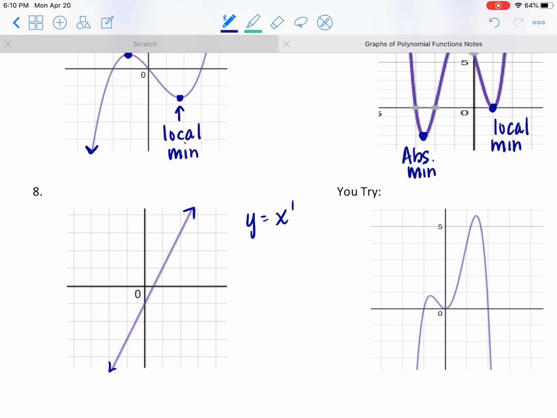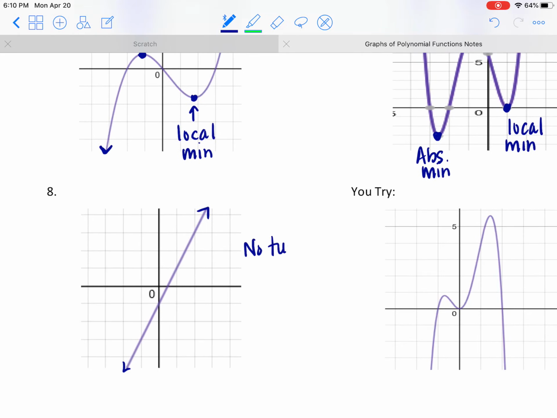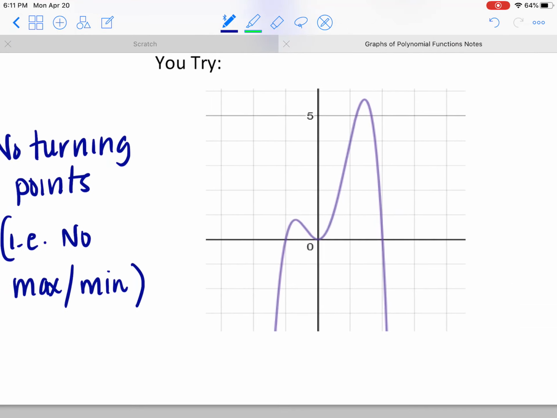Okay? Here, number 8 is a linear function, so I know that this is going to be an x to the first thing, and there's going to be a positive coefficient here. And how many turning points do we have on it? None, right? We can have at most 1 less than the degree. Well, what's 1 less than 1? That's 0. 0 turning points, right? So this is our linear function. This has no turning points, i.e. no max or min.